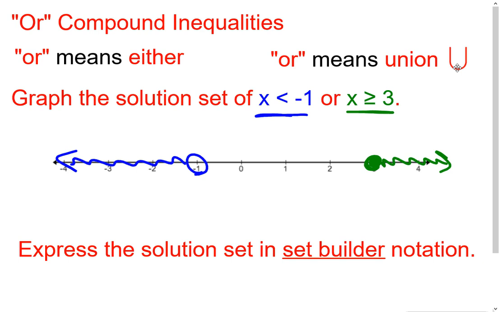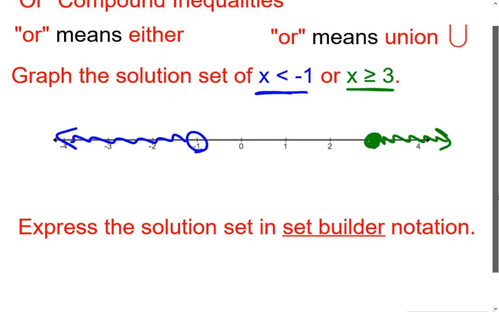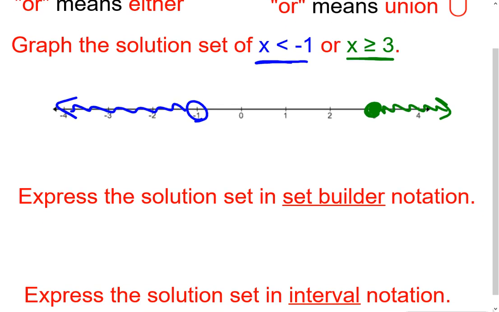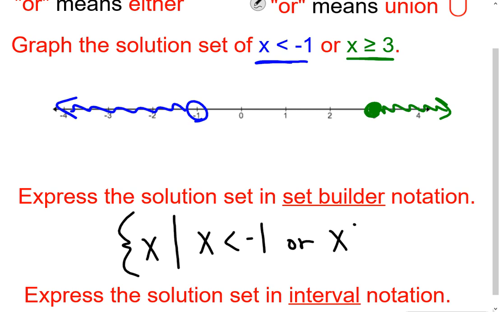Now I said let's write it in set builder notation. So in set builder notation, remember we'll go to our fancy little braces here. Our variable was x, such that, and now we just write down our two inequalities. x is less than -1. We can write the word or, x is greater than or equal to 3, and close it off. And we have it right there.